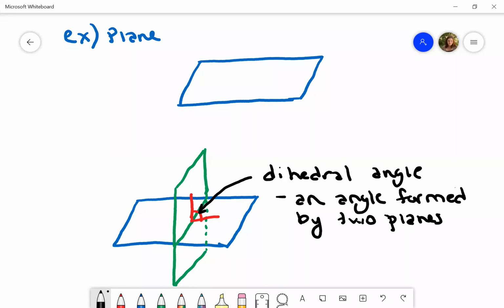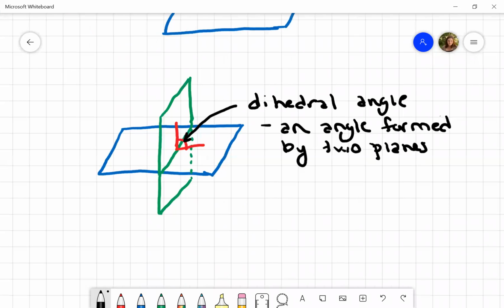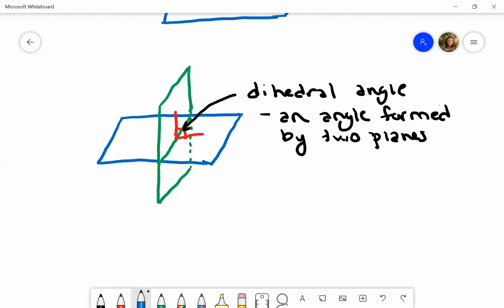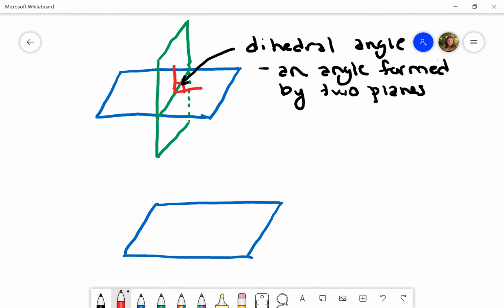Awesome. Okay, so it's also possible to look at a plane and a line existing in space. Have a plane, and you could have a line, and let's say it intersects the plane right here and goes that way. That's possible too.